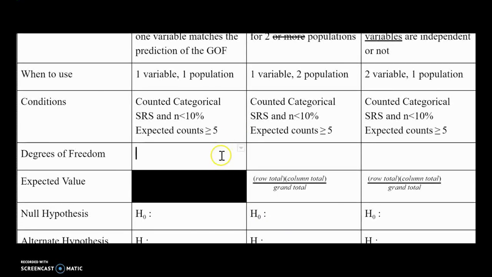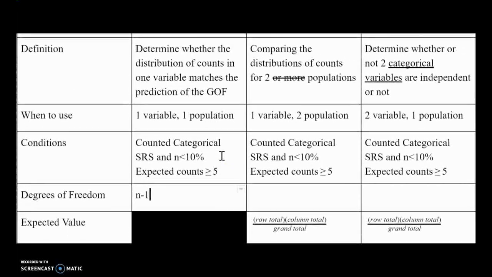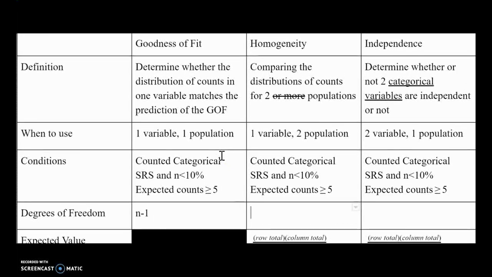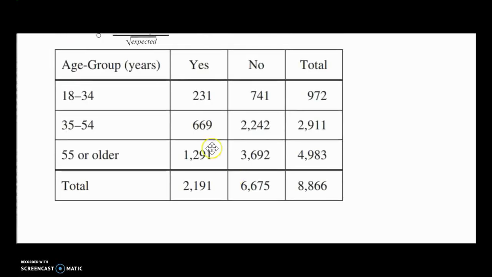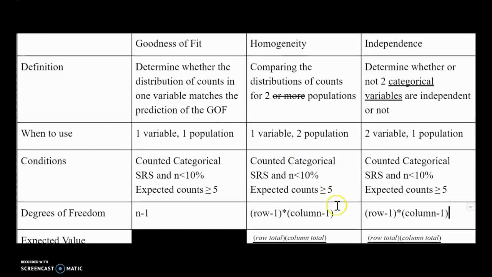Now for degrees of freedom, generally we've learned that it's n minus 1, which is the case for a goodness of fit test. However, for homogeneity and for independence, it's a bit different. It's row minus 1 multiplied by column minus 1. Now what does that mean? It just means the number of rows minus 1 times the number of columns minus 1. So for example, in this case, if we are using a test of independence, we have 1, 2, 3 rows and 1, 2 columns. So our degrees of freedom would be 3 minus 1, which is 2, multiplied by 2 minus 1, which is 1. So our total degrees of freedom would be 2. That is also important to remember.